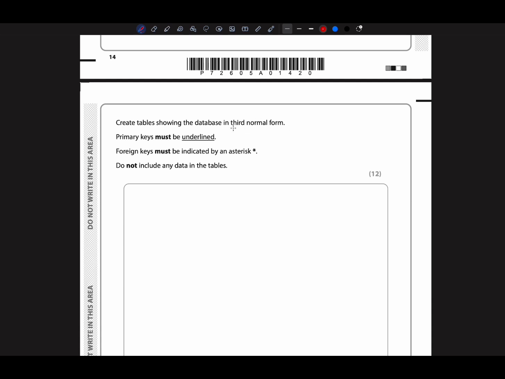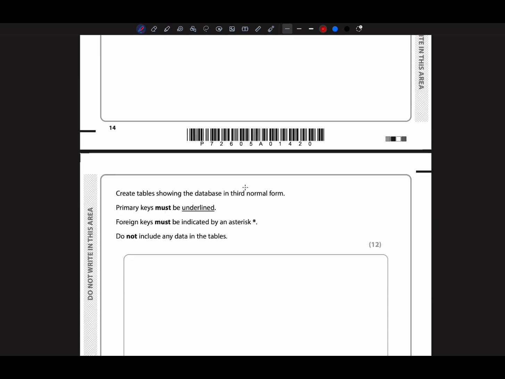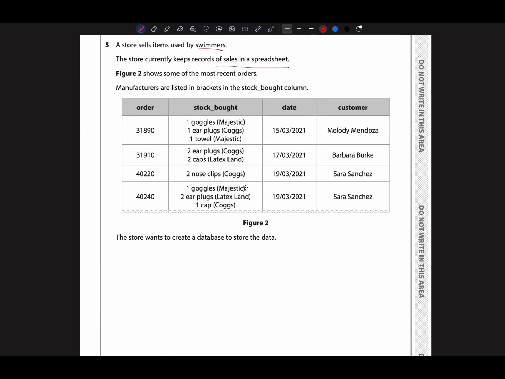That means when it comes to third normal form, we have to break it down into smaller tables, right? Similar to that. And there will be a primary key which is underlined, and for a foreign key we have to use an asterisk. Do not include any data in the table, so we don't need to write any table, but using text we can explain. So let's go to this and see how to think about the table.